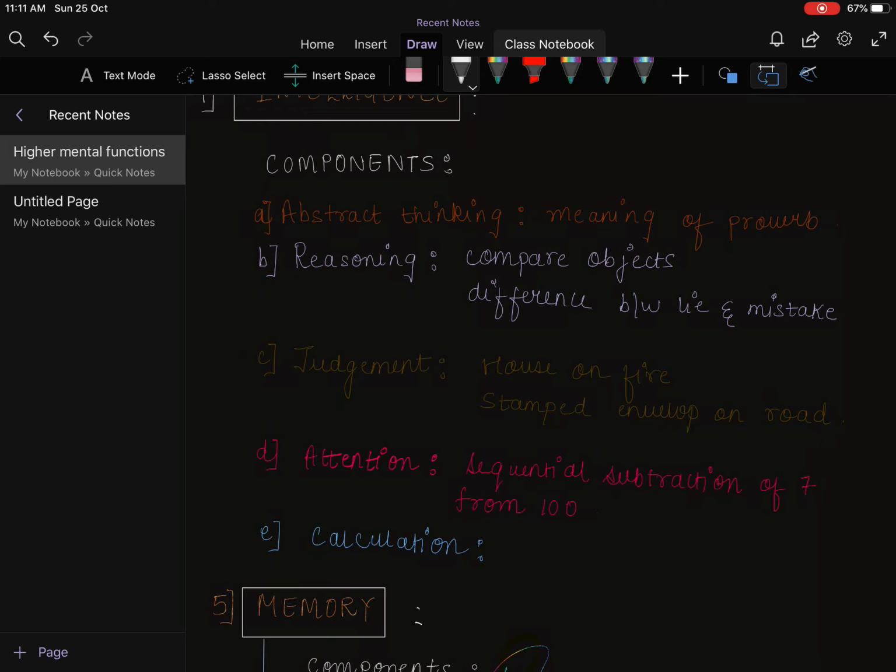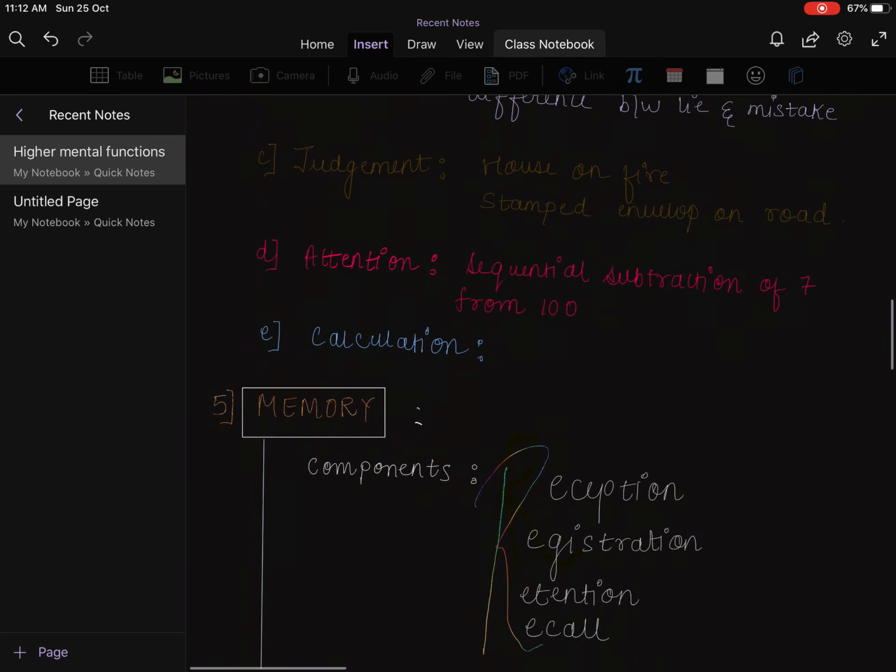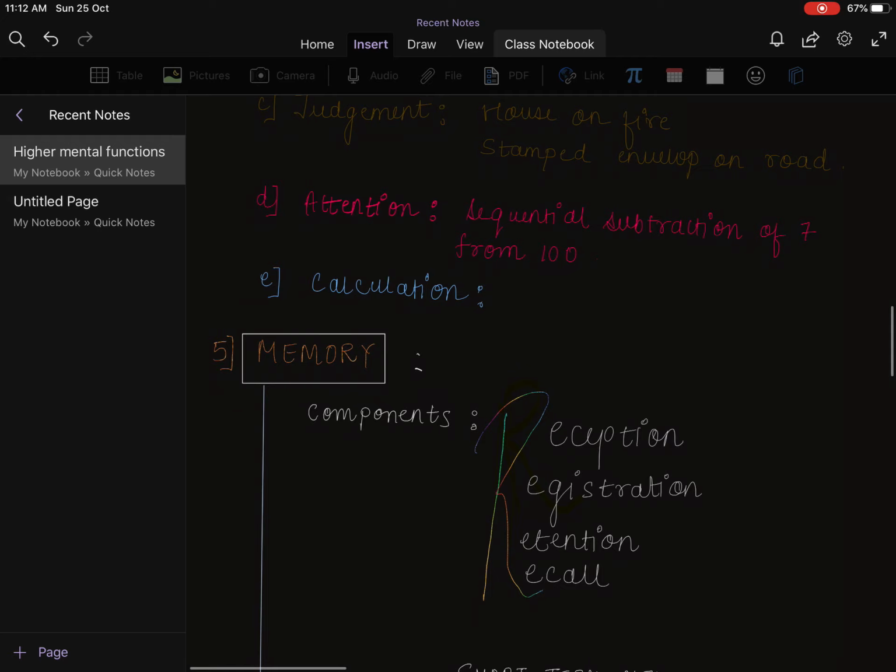And the second scenario which you can give is a stamped envelope on the road. So what will you do? The normal patient will obviously give it to the post office. And the next one is attention. Your attention and calculation go hand in hand.